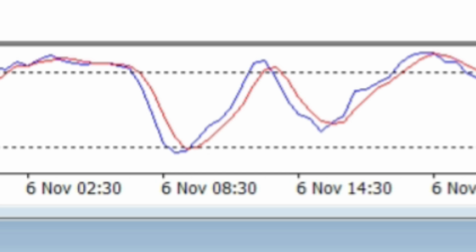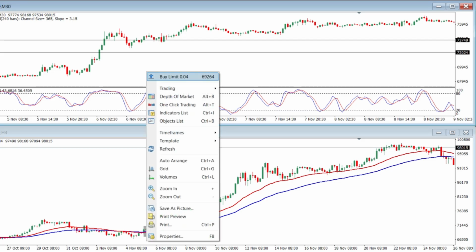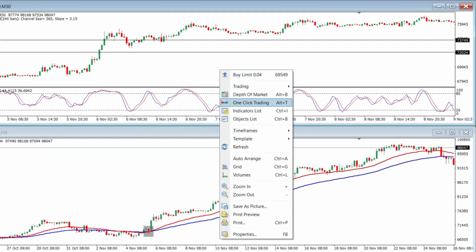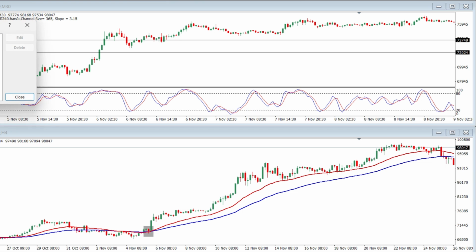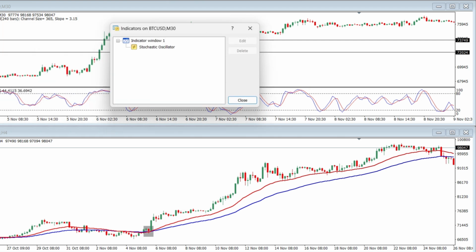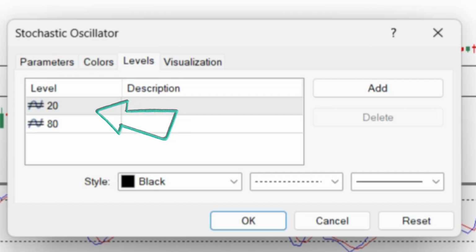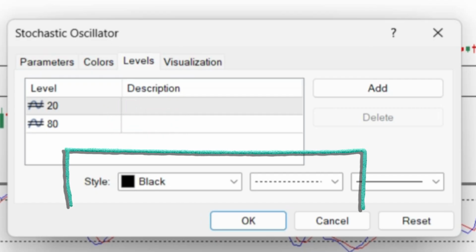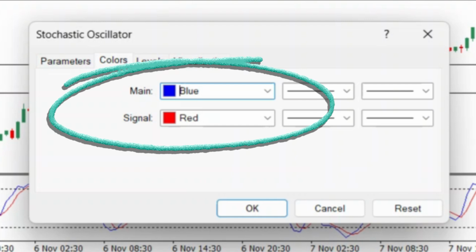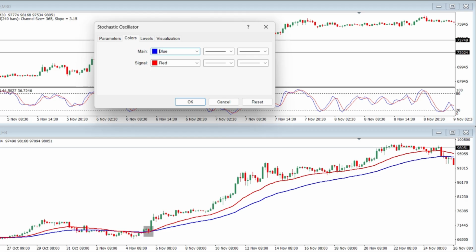Very easy. You just go to indicators, you go to stochastics, you click on edit, and you can see the edit window is open. Levels are 20 and 80. We are happy with it. We have dotted black line. We are happy with it. So we have the two lines, the signal line and the main line, blue and red. We are happy with it.